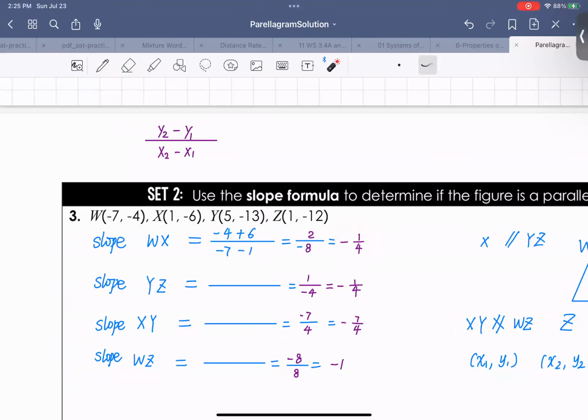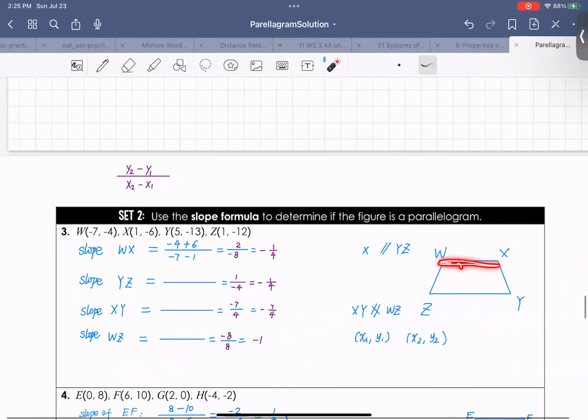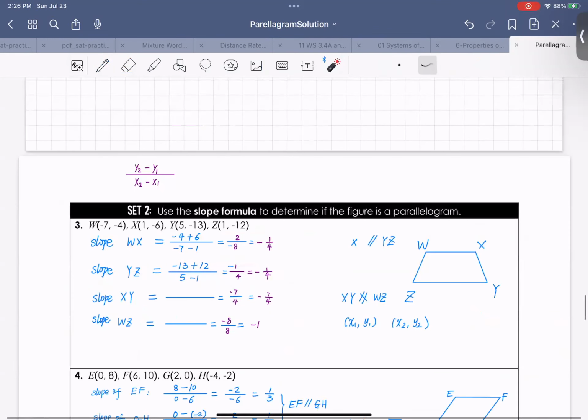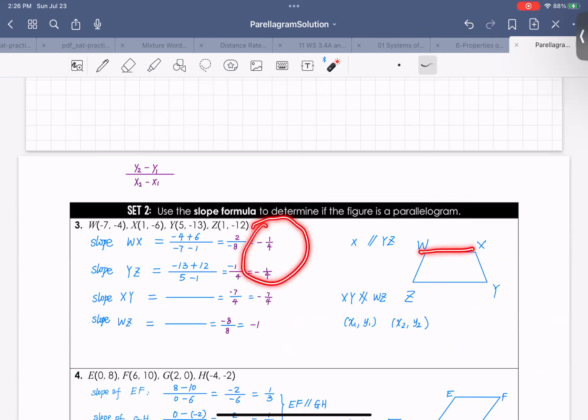And then let's do when we have the WX, we don't want to compare this slope with this slope. We want to compare this slope with this guy, okay? So let's do the YZ. Go ahead, please. So -13 plus 12, and then 5 minus 1. That gives us -1 over 4, right? Yeah. Excellent. So this shows that they are equal. So that means these two are parallel.